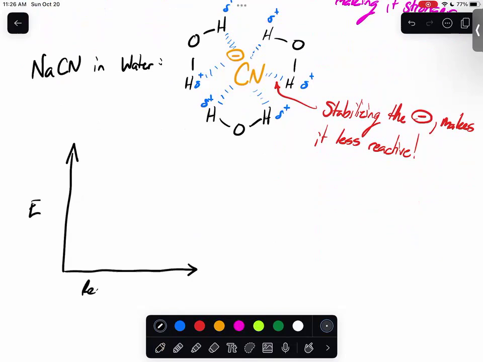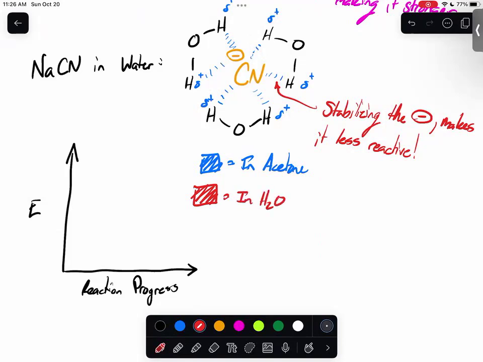So if we're doing an SN2 reaction here, let's say the blue line is in acetone, and the red is in water. What we would see is in acetone, the CN minus is very unstable because it's separated from anything that's giving it stability. So it's going to go through the reaction with a relatively low activation energy to get to the products. But in water, the cyanide is very stabilized. Because of that, it's going to have the exact same peak energy, but its activation energy is now much, much higher than it was in acetone.